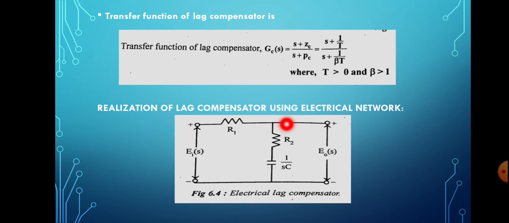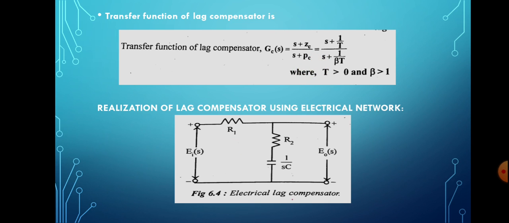The realization of the lag compensator using an electrical network is shown in the figure. It is a series combination of two resistors R1 and R2 along with the capacitor C, and here the s-domain representation is shown. That is why, instead of C, we are using 1 by sC. Ei(s) is the input voltage and E0(s) is the output voltage. If we realize the compensator in this form, then the transfer function E0(s) by Ei(s) will be in the same form as (s plus Zc) by (s plus Pc).